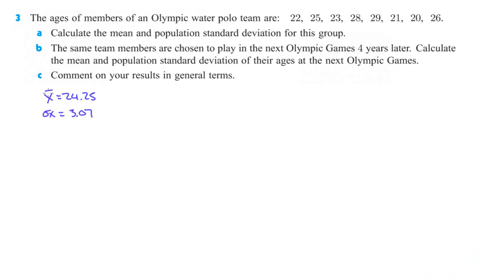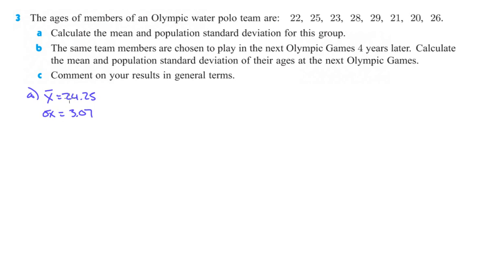Now, part B says the same team members are chosen to play in the next Olympic Games 4 years later. Calculate the mean and population standard deviation of their ages at the next Olympic Games. So basically, the only thing that's going to change is all of their ages are going to go up by 4, right? So all of these are going to go up by 4. That will not change our standard deviation. Remember, that's the average distance away from the mean of your data.